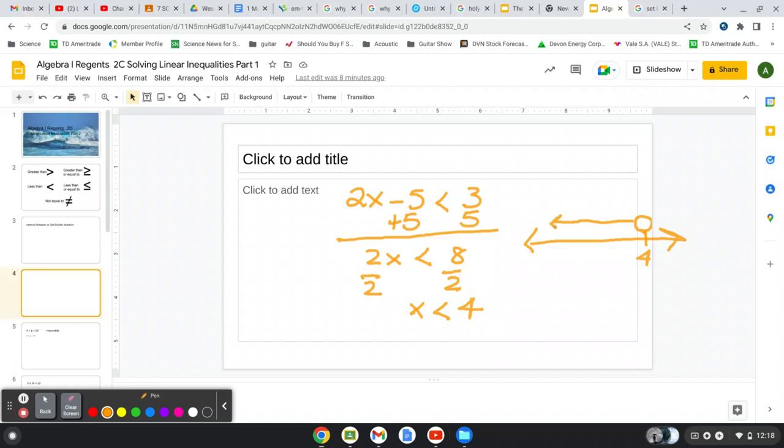All right. So that is solving inequalities part 2. And we're going to do compound inequalities in the next video. So I think we did a good job today.